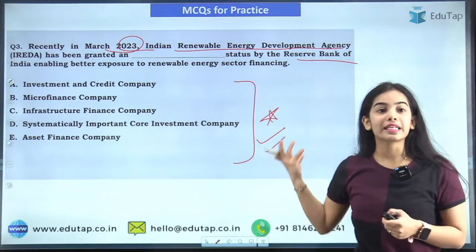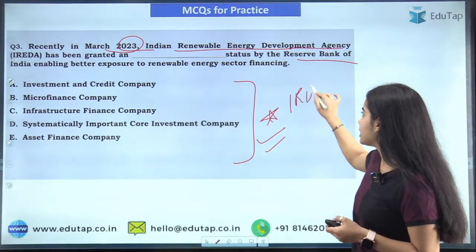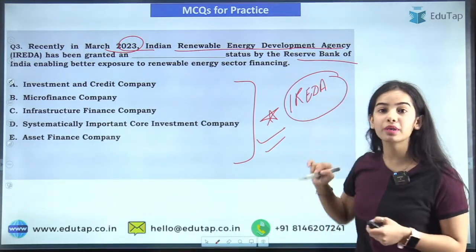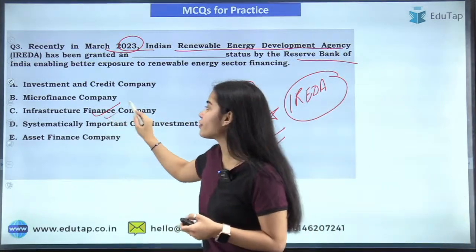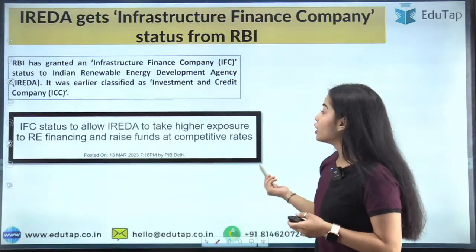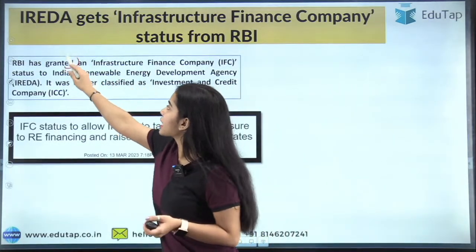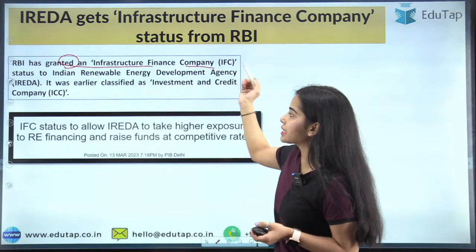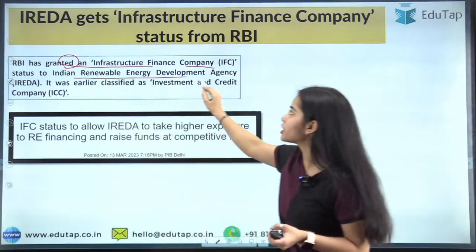So which kind of status has been presented to IREDA? I hope you all remember. Here the infrastructure finance company status has been provided to IREDA. RBI has granted an infrastructure finance company status to the Indian Renewable Energy Development Agency.